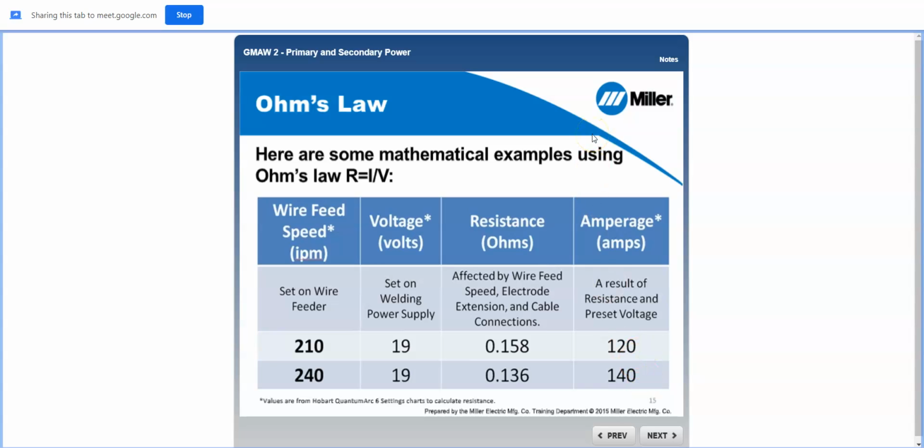And over time, you are going to develop a sense of what's right. We'll be able to really listen to the weld to know when it's good and when it's not good. So you notice that an increase in wire feed speed decreases resistance and therefore increases amperage. So this is probably a better welding setting than this one up here.